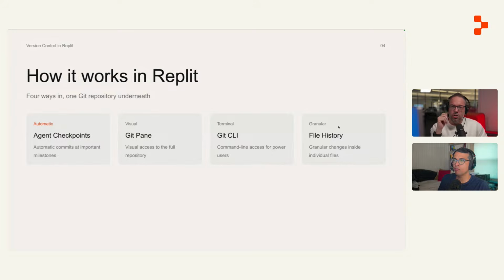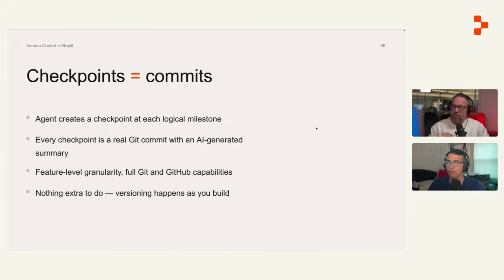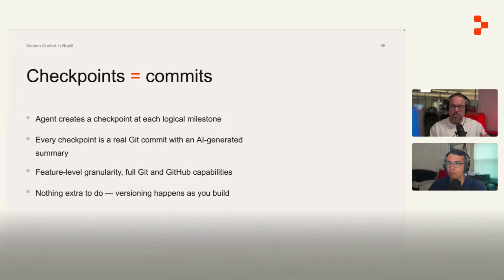And then I'm also going to show you how to look at the file history, the granular changes. Again, I don't think this is something that most people have seen or know about in Replit. It's not something you're going to use a ton, but it's a cool feature. It's something that's there. And if you're looking to explore code or understand changes in the code, it's a good thing to look at.